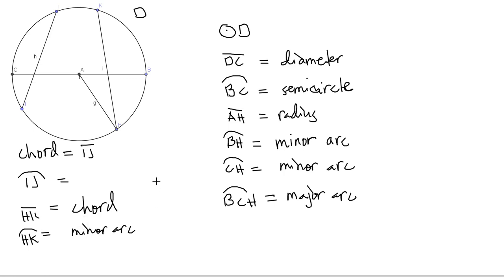I hope you learned from this introduction of circle. I will prepare some examples, so that we can identify parts of a circle. Let's see.